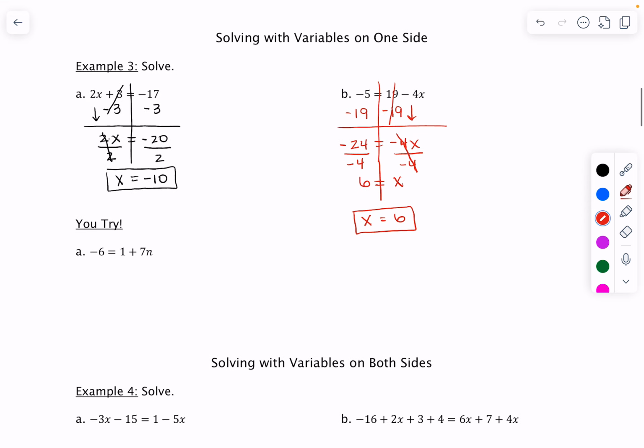Okay, now I want you to try the next example. So like in the last lesson, you're going to pause the video, try to do this problem on your own and see if you get the correct answer. So go ahead and pause now, try this problem on your own and see what you get.